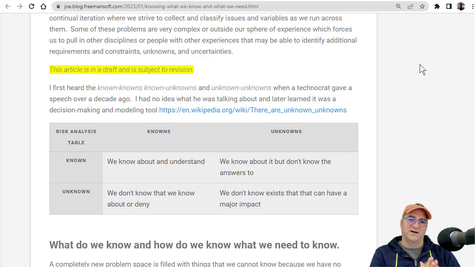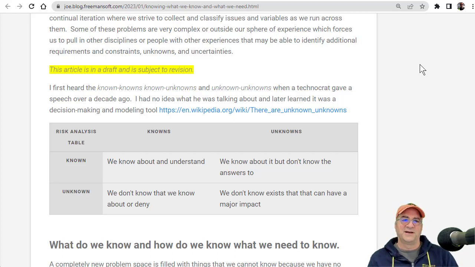And for a long time, I thought there were only three of these. The known knowns. This is the thing in a project that we're working on, where we understand the scope of it. We know the things that we need to know, and we know what we need to know, and we know the values of the things we need to know.